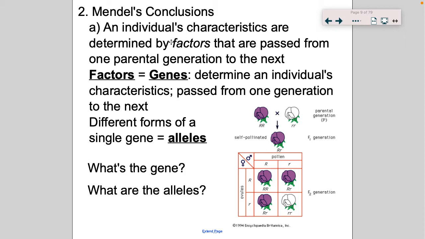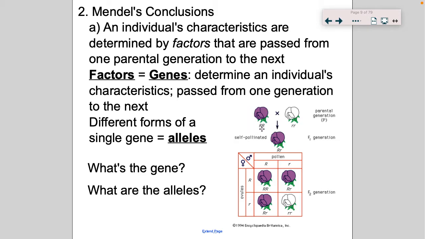So he came up with the term called factors, and what he was really describing was genes, and how genes are passed from one generation to the next, and you can have different forms of a gene called alleles. So don't get these two terms mixed up. Genes is like the trait that you might be looking at, right? So if in this diagram right here, I'm looking at flower color, purple flower or white, but the alleles are different forms. And we tend to use letters for that, capital letters versus lowercase letters.